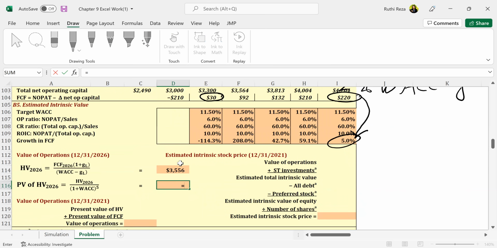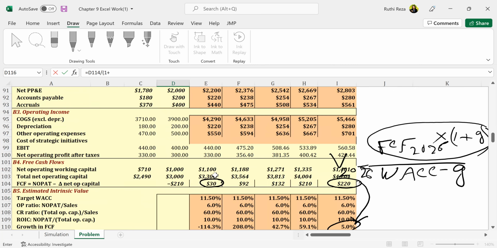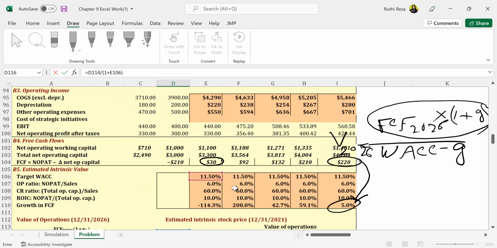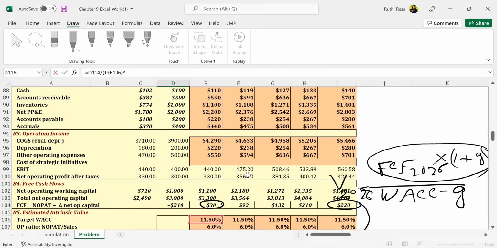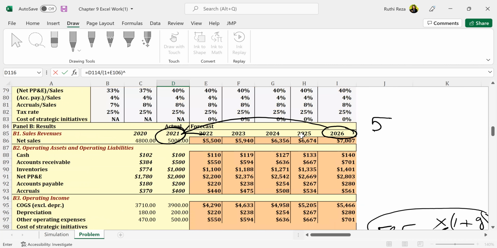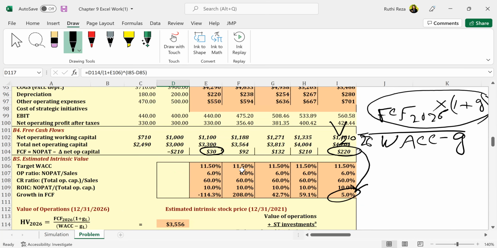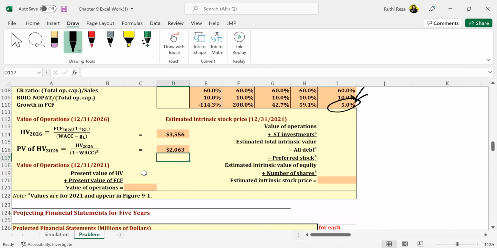Equal your terminal value, then discount it by the weighted average cost of capital. So your weighted average cost of capital is 11.5% standard. Then you are going to discount it for 5 years. And you get this 5 years by taking the difference between the year in which you get the terminal value and the current year. All right. So now, present value of our terminal value is 2063.